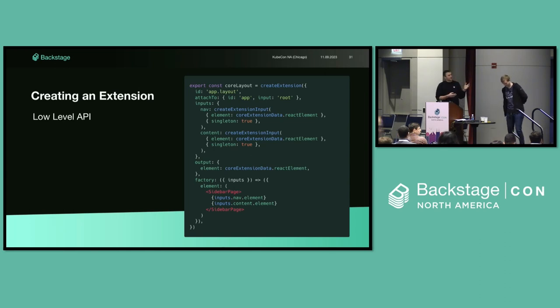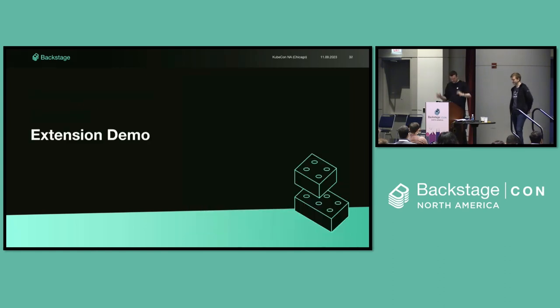So obviously, in these examples, we're taking inputs of React components and then outputting a React component, but they don't have to be React elements. They can be any form of data type, whatever you like. And again, this is a lower-level API. You'll mostly be using these predefined extension creators. And whilst we're not going to be using create extension directly today, I want you to keep this core layout extension in mind because it's going to come in useful in the demo, which I'm going to go into now. OK, let's write some code.